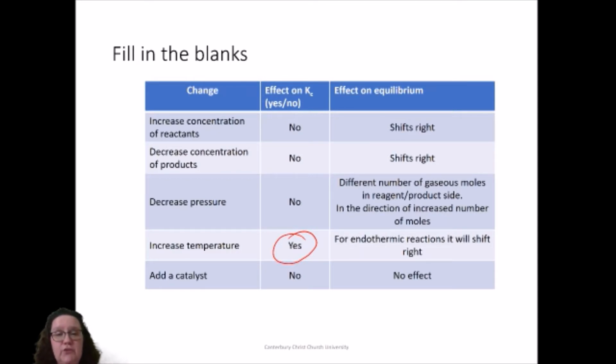If you increase the temperature and you have an endothermic reaction, then in an endothermic reaction, heat is a reagent. So increasing the temperature is providing one of the reagents, heat. The reaction will react to counteract that and will shift towards the right. And the effect will be the other way around if the reaction were exothermic, because in exothermic reactions, heat is a product. Increasing the temperature would mean that you're increasing one of the products, and the equilibrium will shift left.